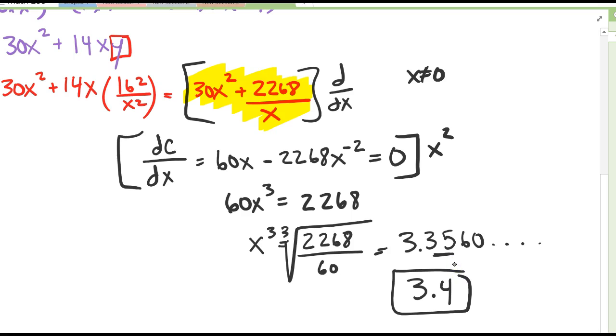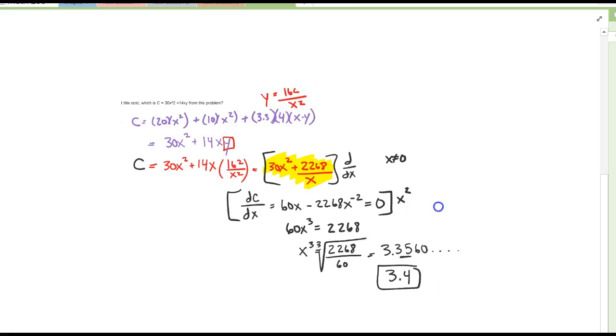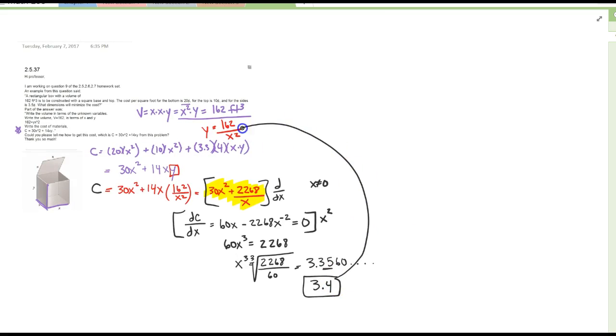So the next step would be then to solve for y. And one way you can do that is plug this in back here for y. Keep in mind we rounded, so it might be best to plug this number in your calculator and square it. So if I was putting 162 divided by the cube root of 2268 over 60 squared, that's going to give you a better approximation.